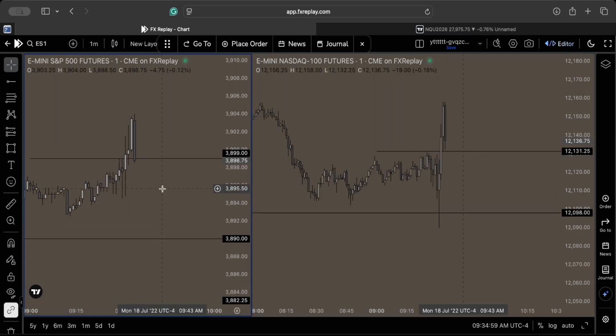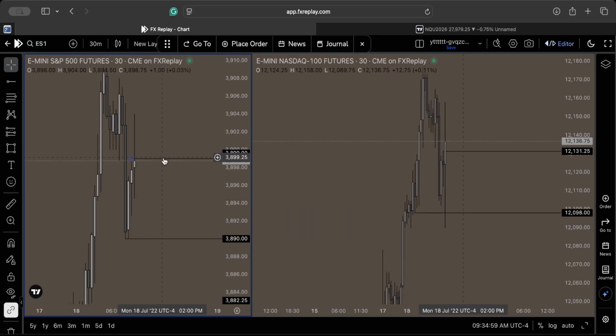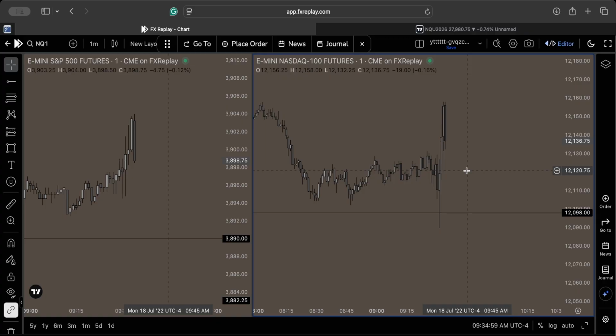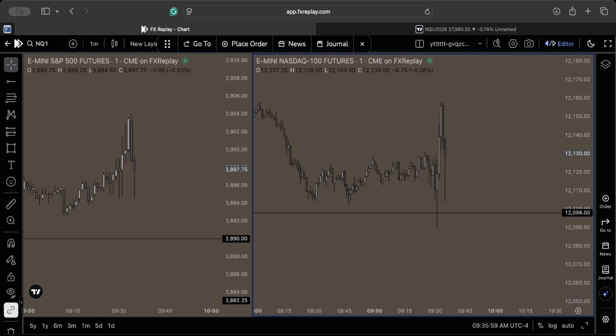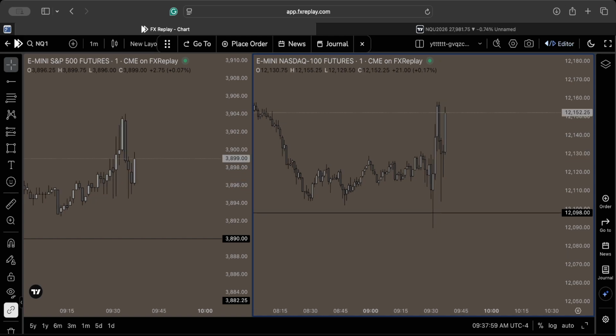ES sweeps out that 30-minute intermediate high, and so does NQ. So you can go ahead and delete that. We're inside that 30-minute gap. See if we can get a flip down. Big rejection wick. Not what you like to see.